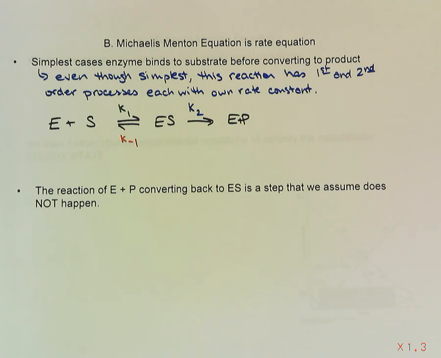So let's take a look at each one of these possible K values. For simplicity's sake, we assume that the reaction of enzyme plus product converting back to the enzyme substrate complex does not happen. That is a huge assumption. But for simplicity's sake, we're going to assume in this case that it is not in equilibrium returning to the enzyme substrate complex. That once it has made the product, it leaves the enzyme and doesn't re-enter the active site. There will be some cases where that's not exactly true, but in general, we're going to assume that is a true statement.